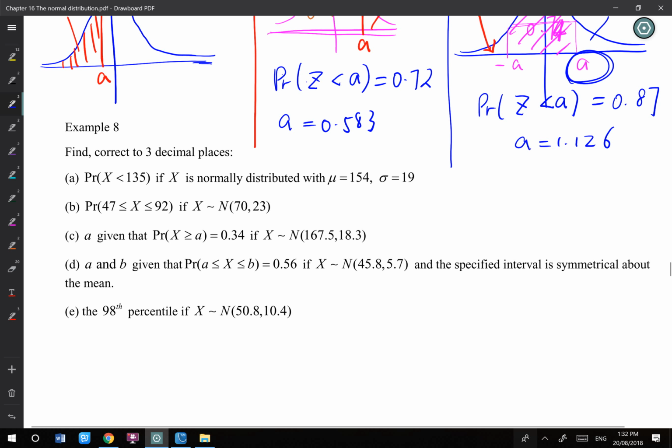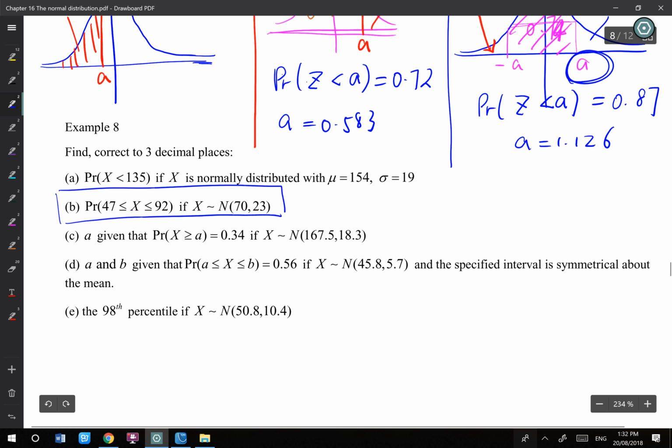But I want to ask you one question, which is this one, B. Just look at B. What's the standard deviation for B? Root 23. So what you put in there is a variance. So the variance is 23, then the standard deviation is root 23. That's what we're interested in.